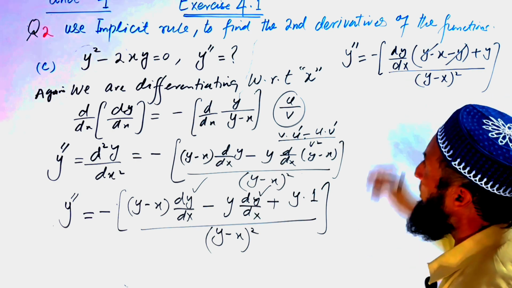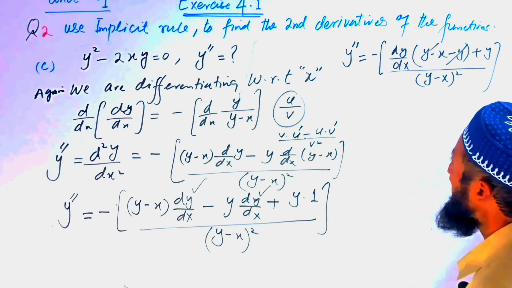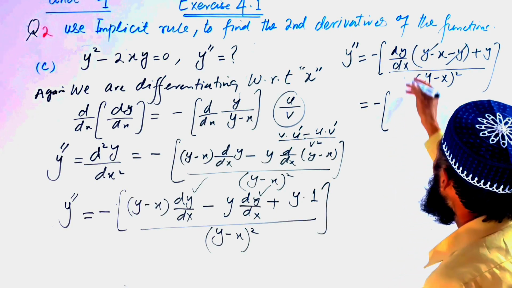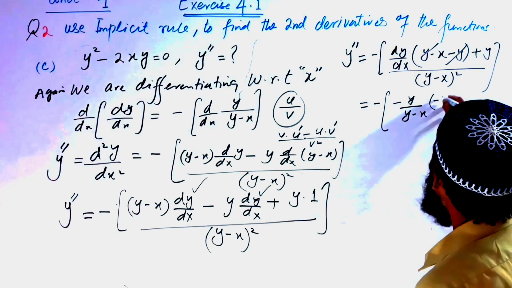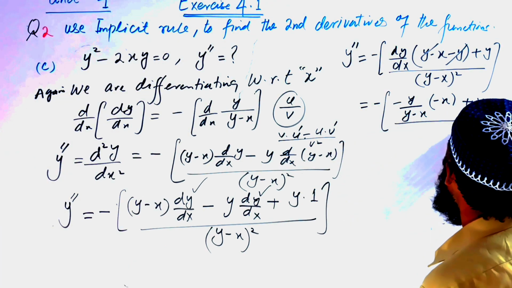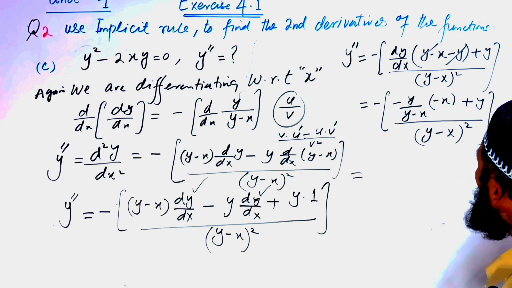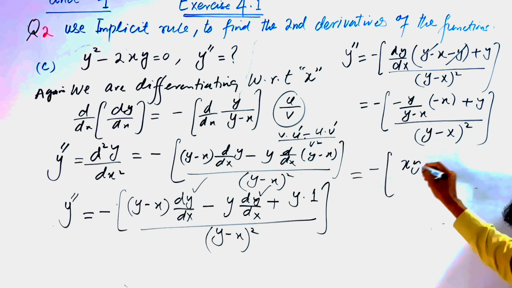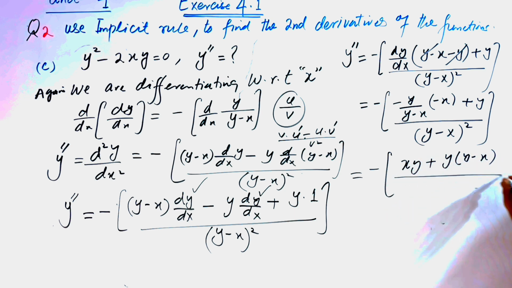and we put here the value of dy by dx, which is equal to minus y divided by x. So, minus, and here we put the value of dy by dx, minus y divided by y minus x, into minus x plus y divided by y minus x whole square, is equal to minus, we take the LCM, minus minus plus xy and plus y into y minus x, divided by y minus x whole cube.